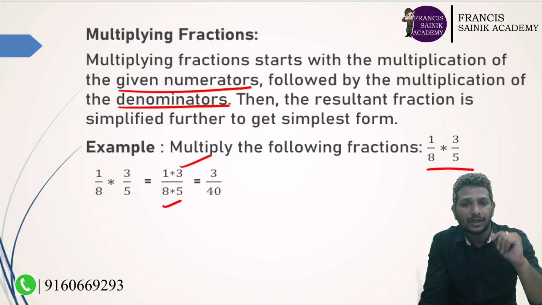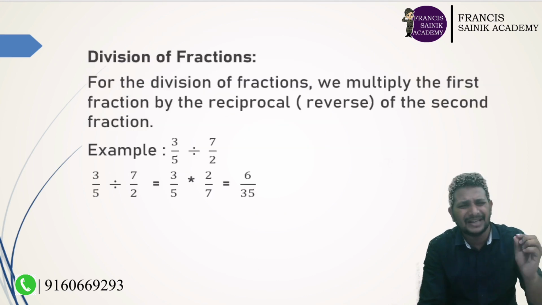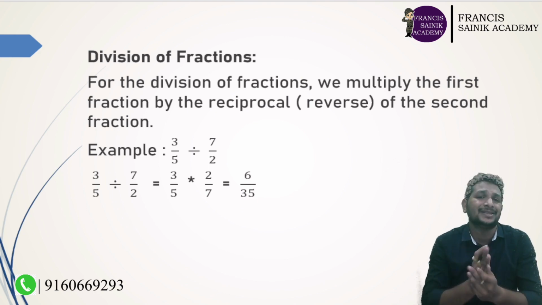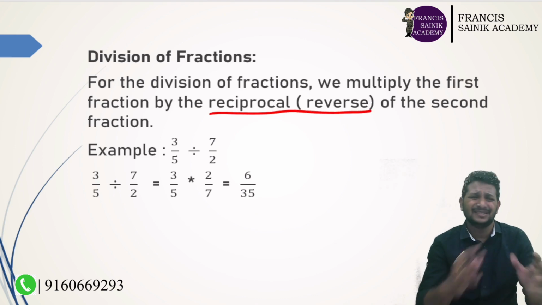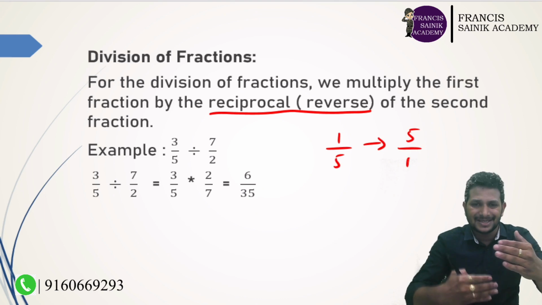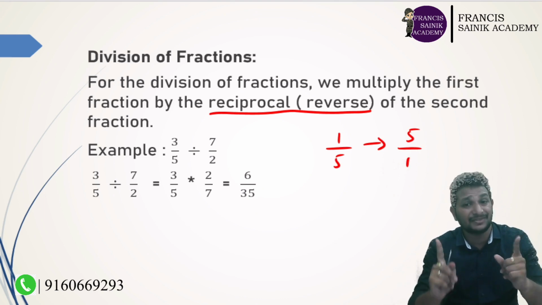Now coming to the next part, how to do division. This is one of the slightly tricky ones. Sometimes people get confused with this division part. Whenever you're dividing fractions, the most important thing to remember is the keyword reciprocal or reverse. What does reciprocal or reverse mean? If there's a fraction 1 by 5, its reciprocal will be 5 by 1, just reversing the numerator to denominator and denominator to numerator. That is the first thing you need to understand.